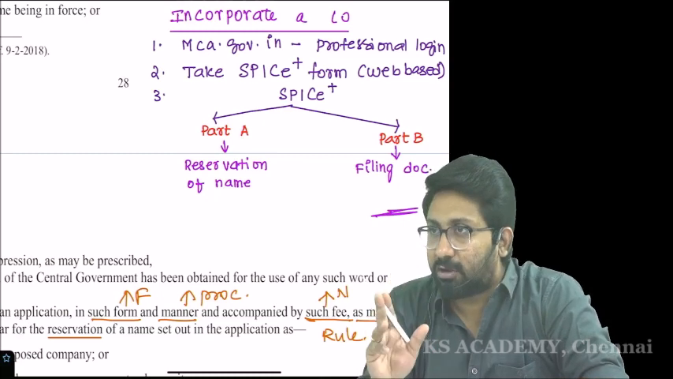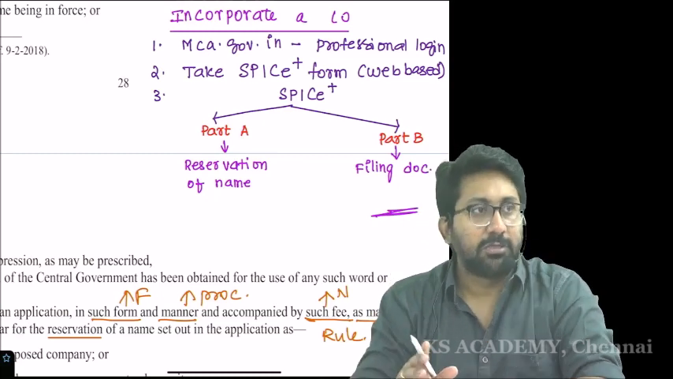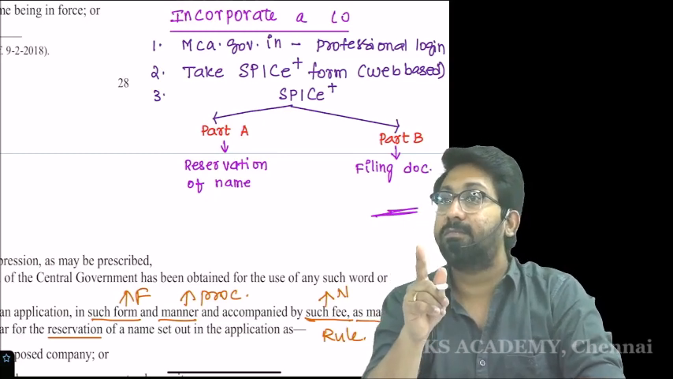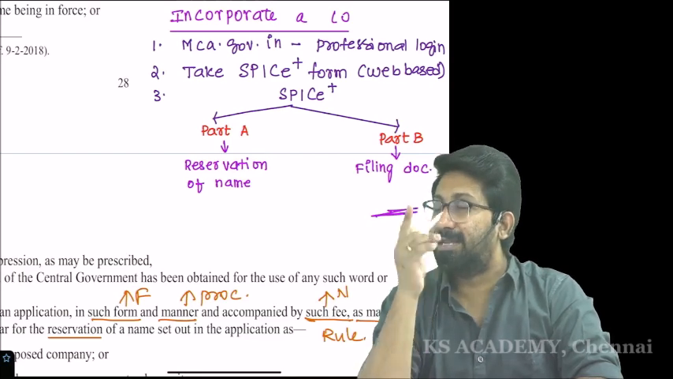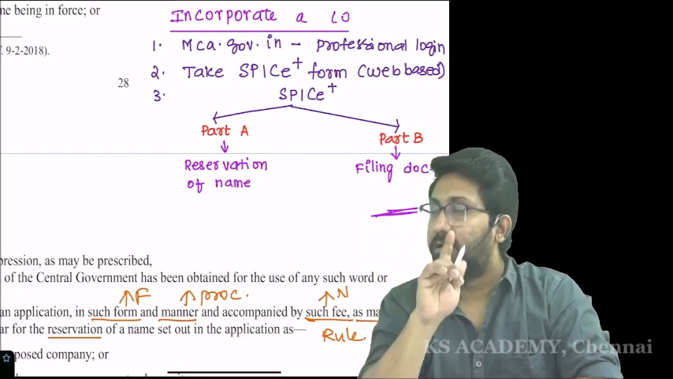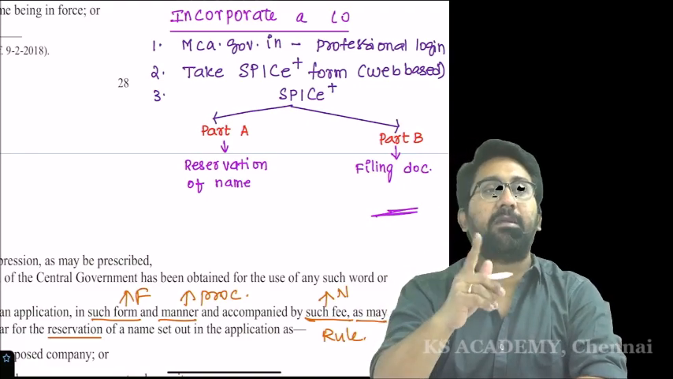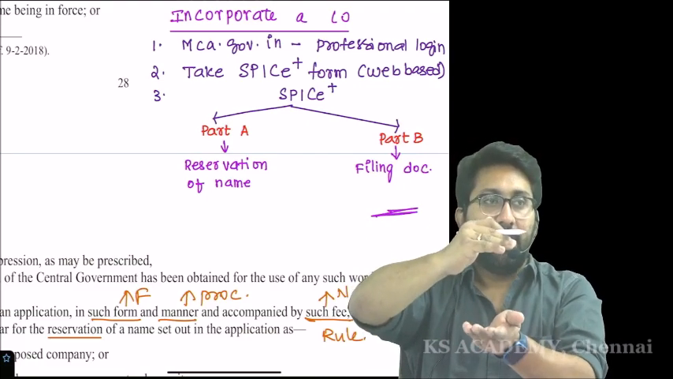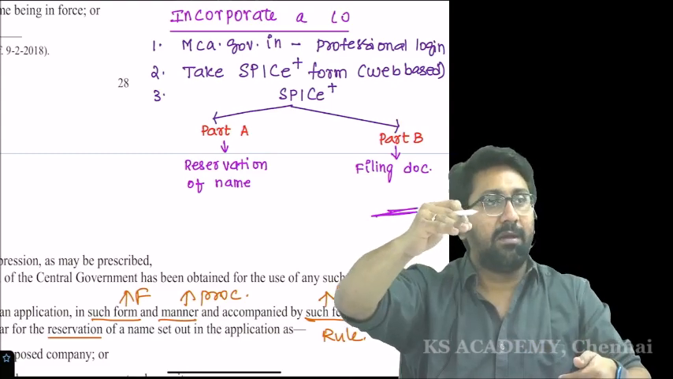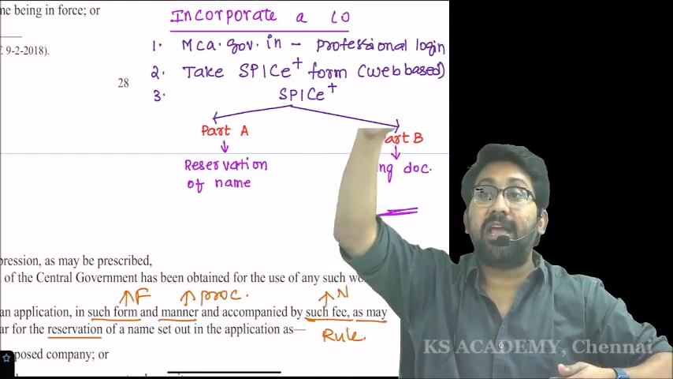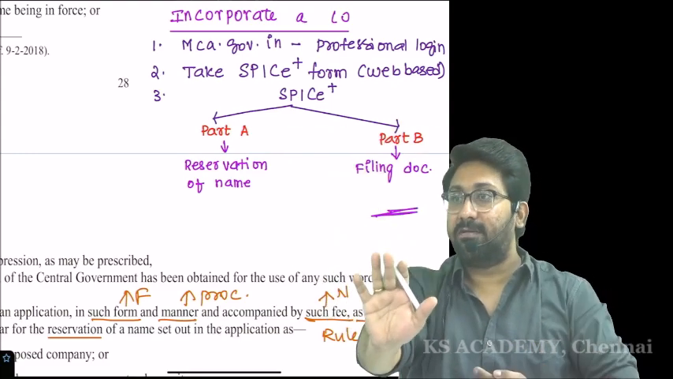Did you understand the concept, everyone in the class? So I applied for part A. Part A means what? Reservation of name. I applied in part A. Part A and part B are integrated, attached together. But part B doesn't open unless part A is approved, not just applied.